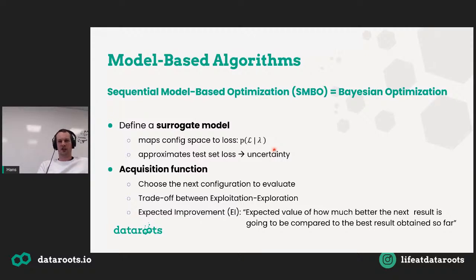A very often used acquisition function, and most of the tools use this, is the expected improvement, which is basically the expected value of how much better the next result will be compared to the best result we have obtained so far. So maximizing that is really giving you the next parameter configuration to try, given that it is most promising to be better than what we already had.